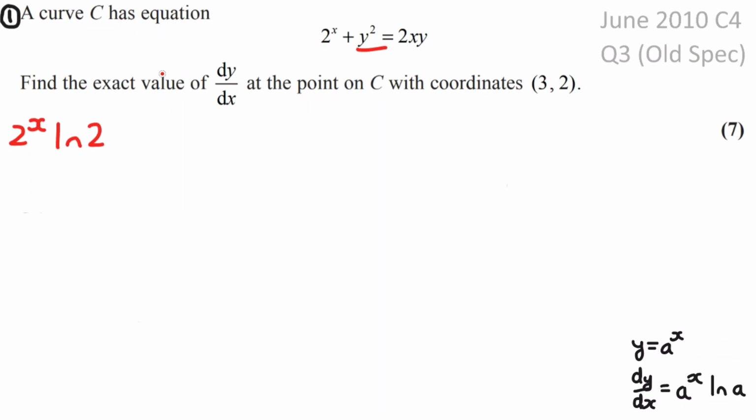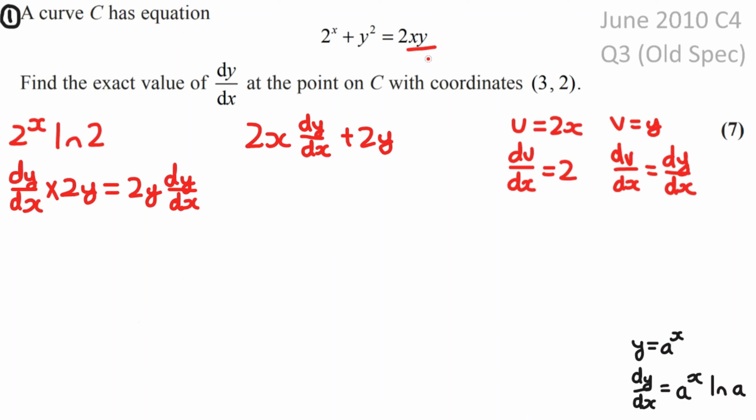And then if you differentiate y squared, we've already talked about in this video how to do this using the chain rule. We get 2y dy over dx. And then if we differentiate this side here, again, we've talked about in this video how to differentiate xy using the product rule. If you differentiate this, you get 2x dy over dx plus 2y. Again, it's very common for them to ask about y squared and xy like this here.